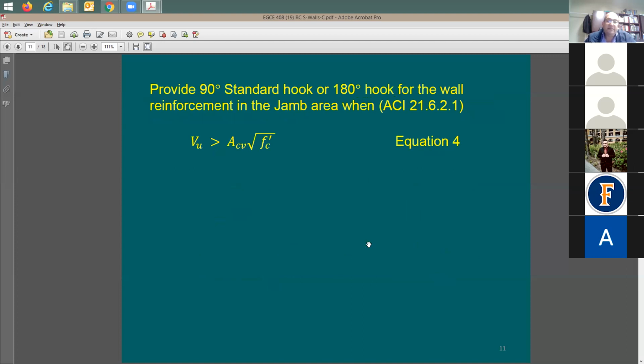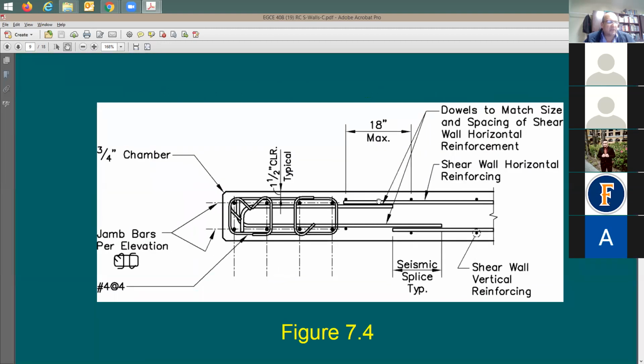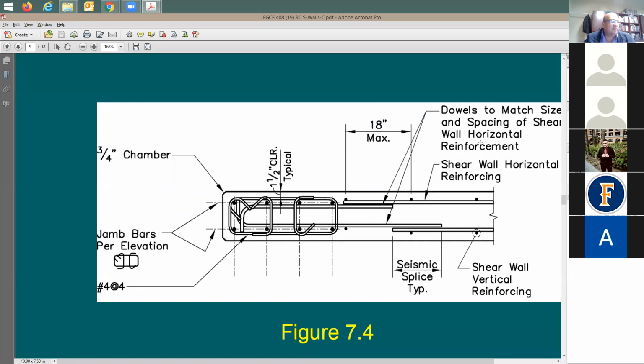And then they say there's more than one thing. It says here you need to provide a 90 degree standard hook or 100 degree hook. You remember the hook of the bar? Once you have a shear demand which is more than this value here. So what 90 degree hook, what 180 degree hook, can I take you back? I'm going to say this hook. You see this rebar, horizontal rebar? This is the hook that I'm talking about. This one here, see this one?